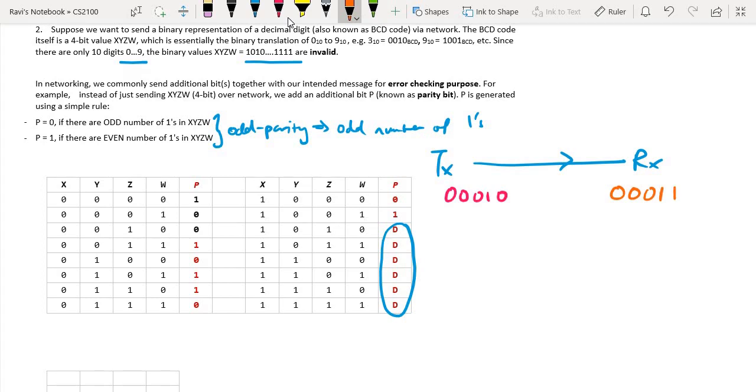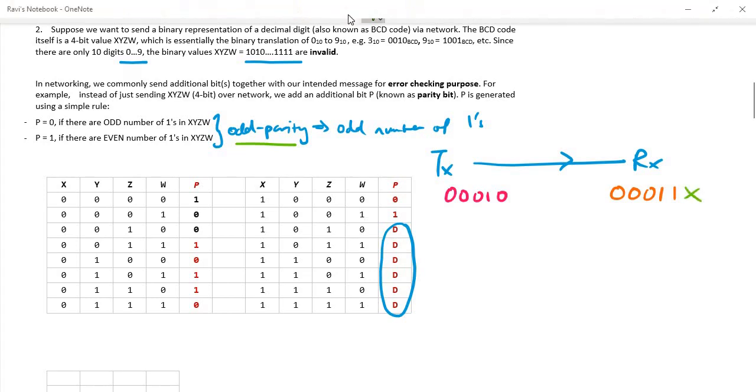At the receiver side, the receiver would be counting the number of ones in the whole data packet. Since it's supposed to be operating on odd parity, if I see that I have an even number of ones, then something is wrong. That means some data has been corrupted, so I discard this packet and say that this is an invalid packet.